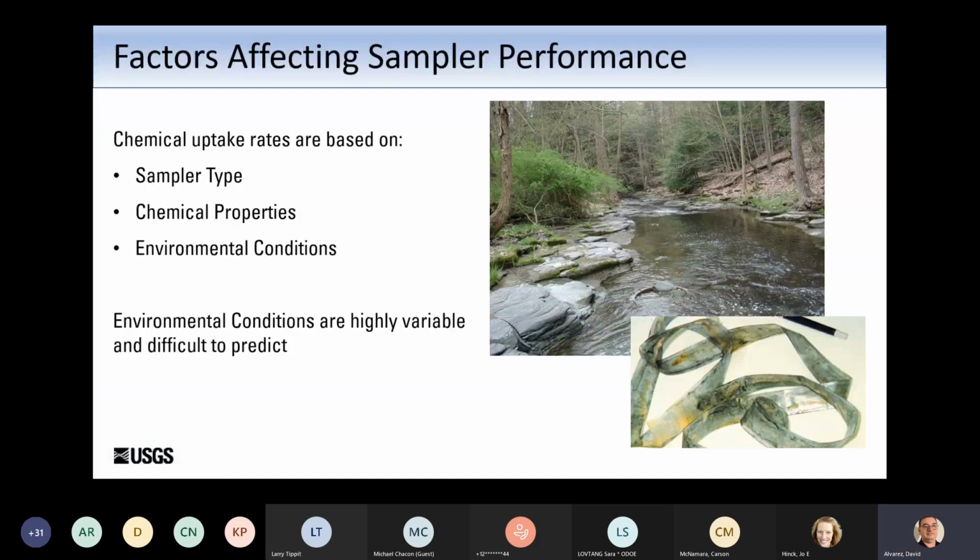Depending on the type of sampler used and the chemical of interest, environmental conditions such as flow or turbulence around the sampler, temperature, and/or the buildup of biofilm on the sampler surface can have a significant effect on the chemical's uptake rate. These conditions can be highly variable over time, and it's almost impossible to predict how those variables are going to affect uptake at any given point in time. Because of this, users of passive samplers have long recognized there's a need to account for the impact of the variables on uptake kinetics over time.